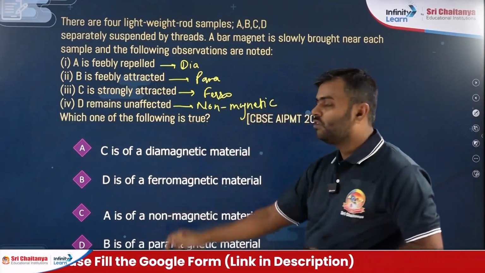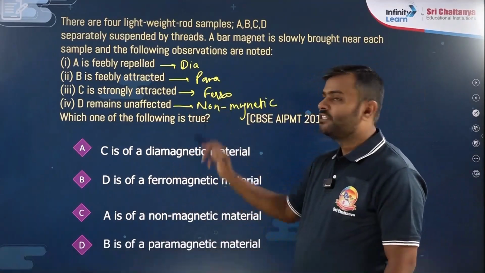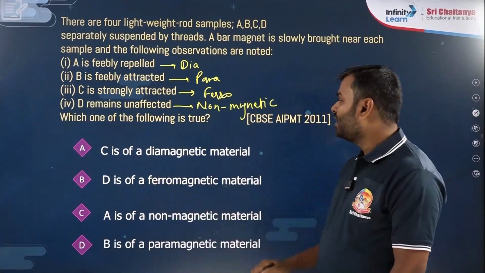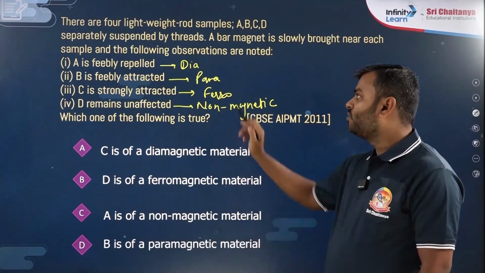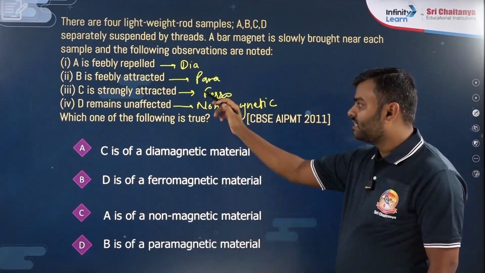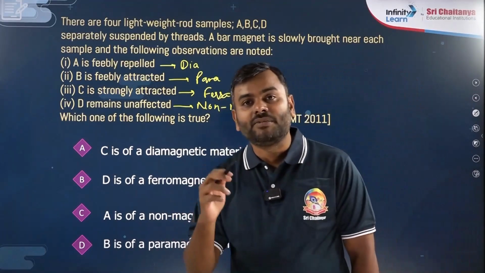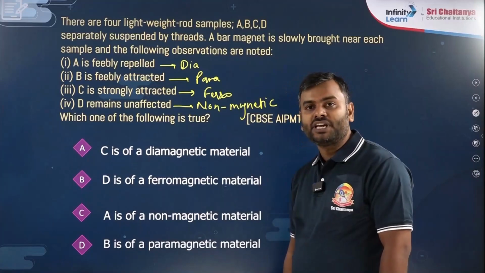So now you can see out of these 4 options, which one is the correct option? C is diamagnetic. No, it is ferromagnetic. D is ferromagnetic. No, D is non-magnetic. A is non-magnetic. No, A is diamagnetic. And the last one we have is B is paramagnetic. Yes, B is a paramagnetic material. Okay, so what is the correct option? D option is the correct option we have.